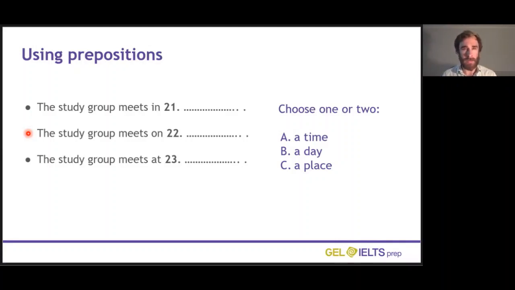Finally, 23. The study group meets at. Now, at could be two possibilities. So this time, choose two possibilities out of A, a time, B, a day, or C, a place.